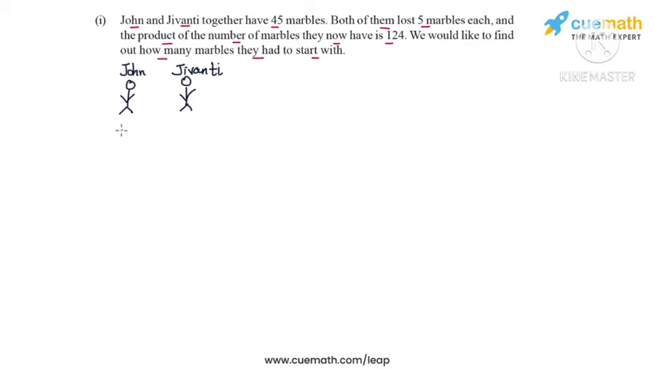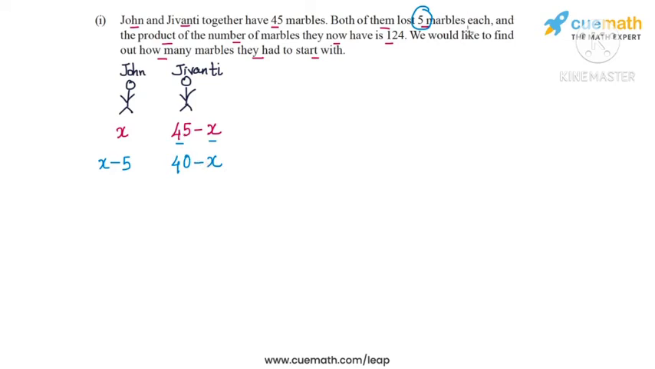So let's say that John had x marbles, which means that Jivanti would have 45 minus x marbles, because the total of their marbles should be equal to 45. Now both of them lost 5 marbles each. So now John will have 5 marbles less, so he will have x minus 5 marbles, and Jivanti will have 45 minus x minus 5, which is 40 minus x. So Jivanti will have 40 minus x marbles now.